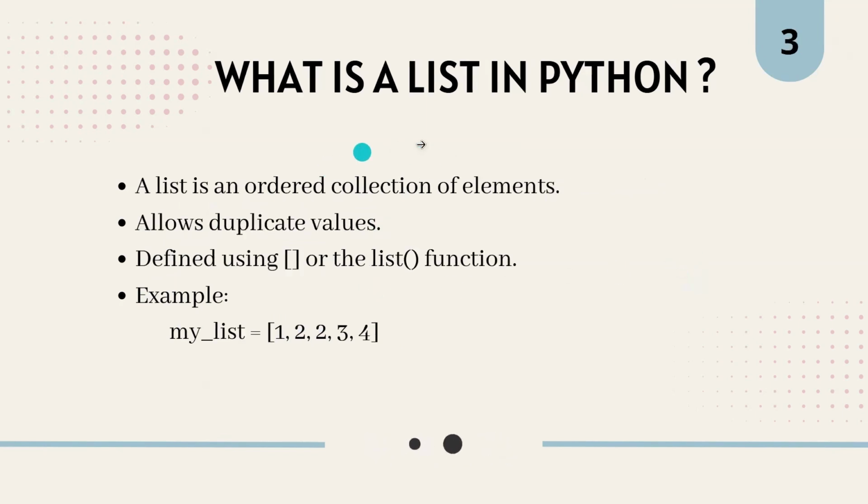Now let's see what a list is in Python. A list is an ordered collection of elements, and it allows duplicate values. We can define it by using square brackets, and we can also use the list function to define a list. So here is an example of a list.